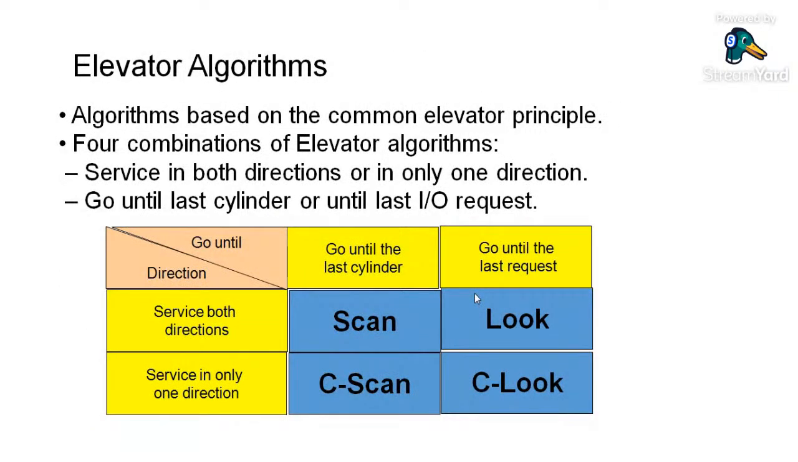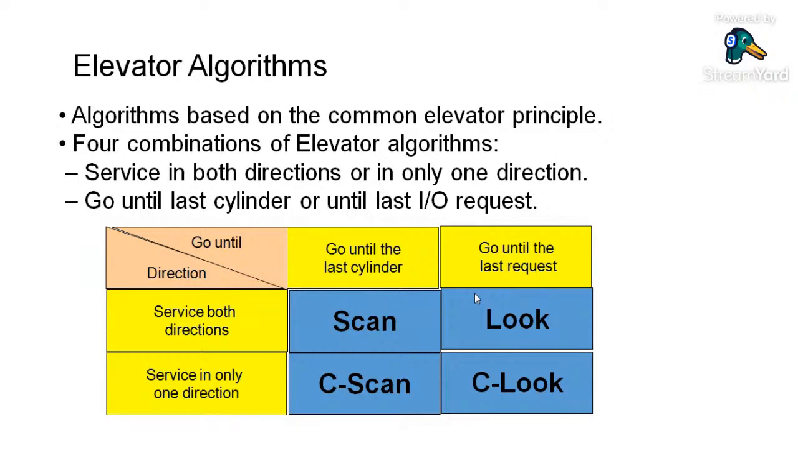Now the next concept, the next four algorithms, that is SCAN, LOOK, C-SCAN and C-LOOK. These belong to the concept of the elevator algorithms, algorithms based on the common elevator principle. Everybody knows the concept of the elevator. There are four combinations of the elevator algorithms. Means out of these six algorithms, that is first come first serve, SSTF, SCAN, LOOK, C-SCAN, C-LOOK, these four belong to the elevator concept.